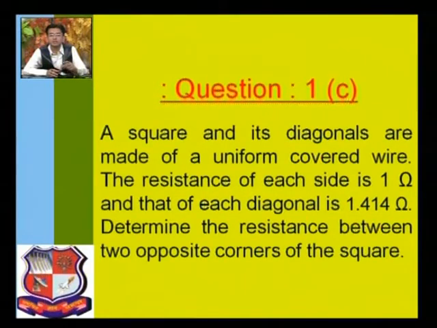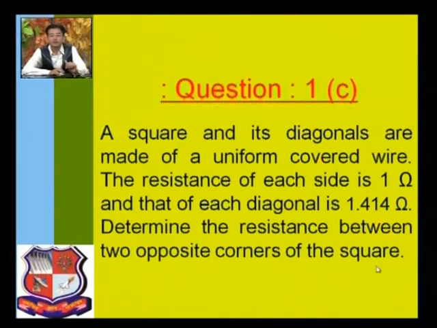The resistance of each side, this wire material having some resistance, is 1 ohm, and that of the diagonal is 1.414 ohm. You have to determine the resistance between the two opposite corners of the square. In this example you can see that no circuit is given. With the description only, this is the description of question 1C, and with this description you have to find out what will be the resistance between the two opposite corners of a square.